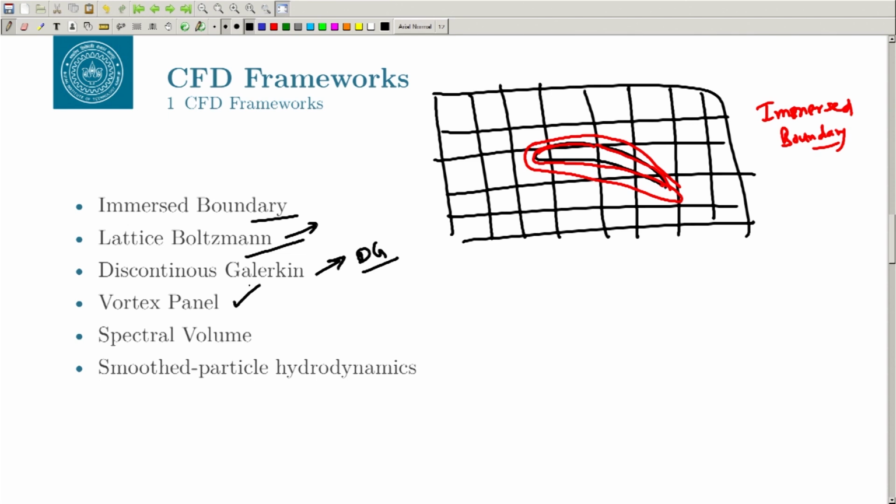You try to say that everything is due to the vortex distribution, find the circulation and get the value of the aerodynamic quantity that you want. Spectral volume and SPH I already spoke about. These are the emerging methods to solve fluid flow problems.